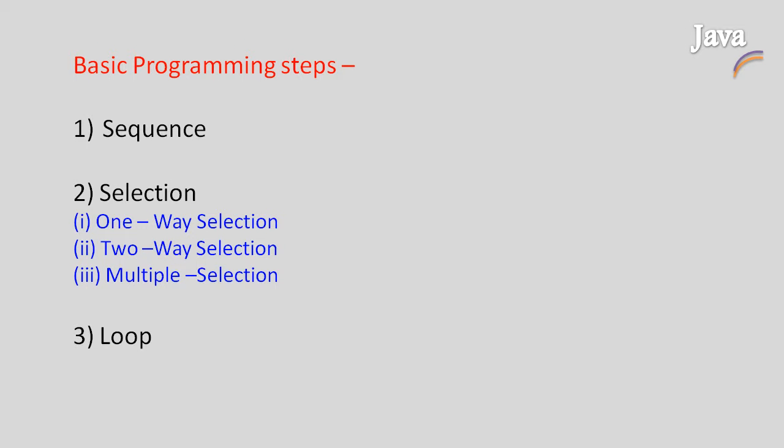Now, some of the programming steps we have to cover. First, we will understand programs in the sequence construct, how programs are in sequence construct. Then we'll go through selection. In that we will understand one-way selection, two-way selection, and multiple selection. And the third is the loop. These are the basic things for those who are totally new in programming, and also for those who have done a little bit of programming but have not gone through these steps. For them it's very essential.